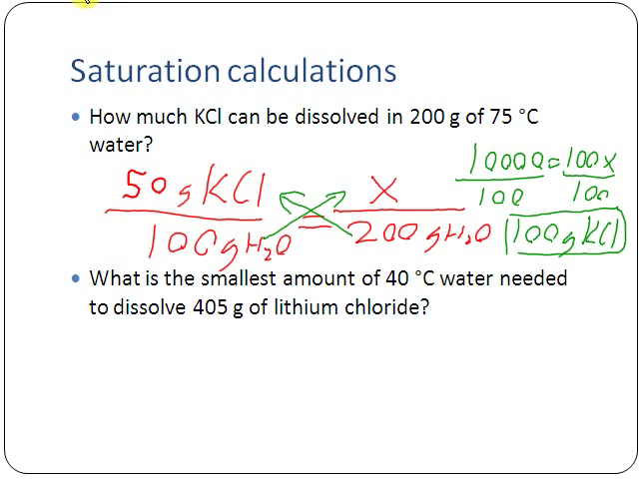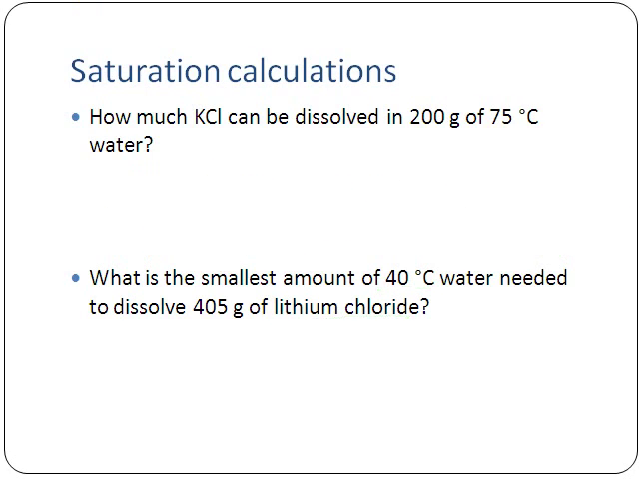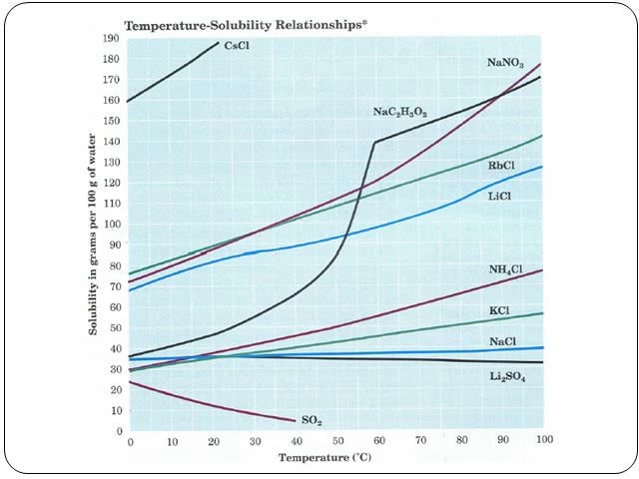The next question: what is the smallest amount of 40 degrees Celsius water needed to dissolve 405 grams of lithium chloride? The first step is that we know we have water at 40 degrees C, and we know we have lithium chloride. So let's look at what happens at 40 degrees C for lithium chloride. We want to go back to our temperature solubility graph here. Lithium chloride is right here. We're at 40 degrees Celsius, so we follow this guy up until we reach here.